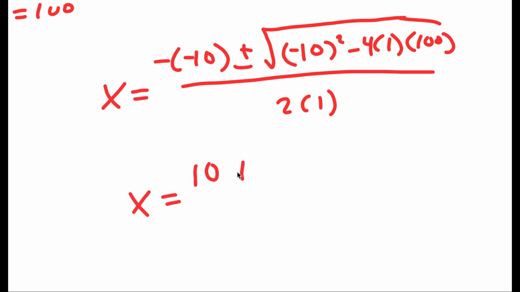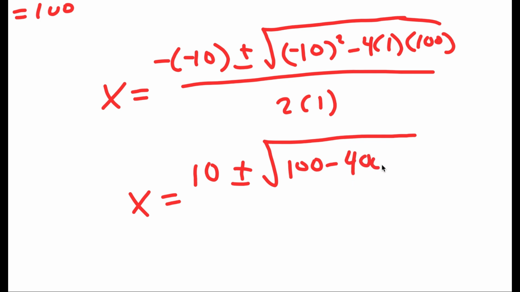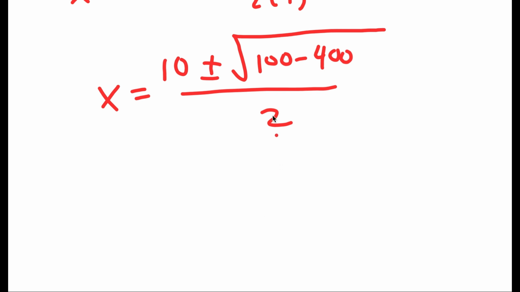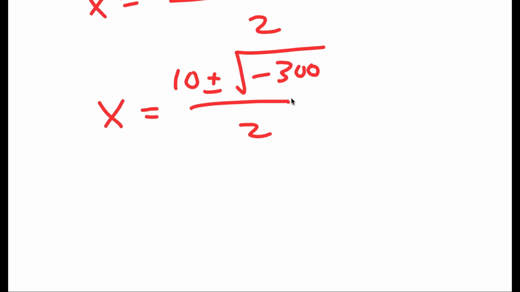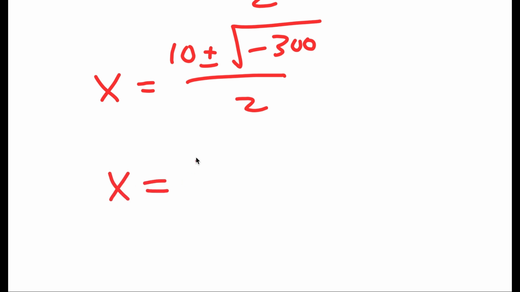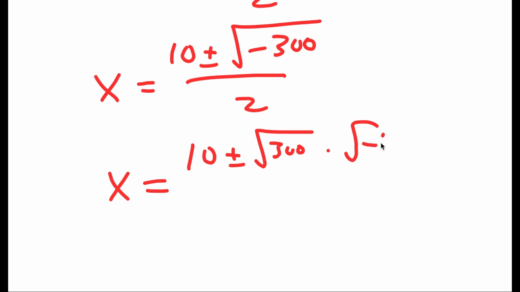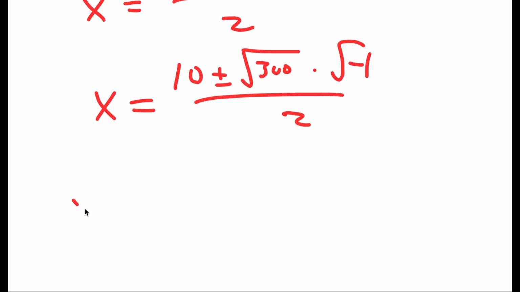Now this turns into positive 10 plus or minus the square root of 100 minus 400 over 2. And this is equal to 10 plus or minus the square root of negative 300 over 2. Now, the square root of negative 300 I can rewrite as the square root of 300 times the square root of negative 1. And before I do anything, I'm going to first start by simplifying the square root of 300.